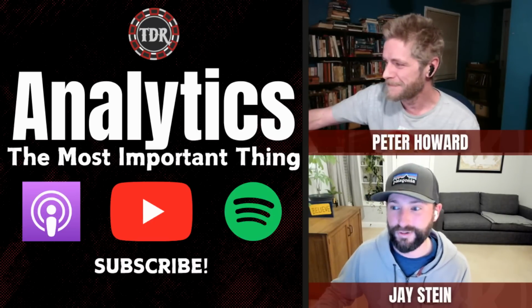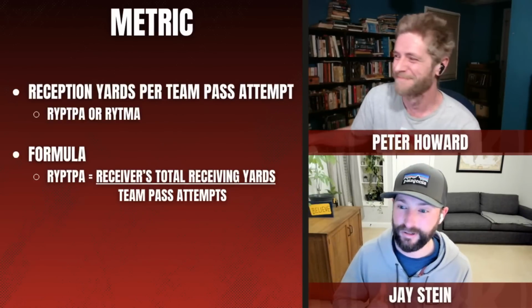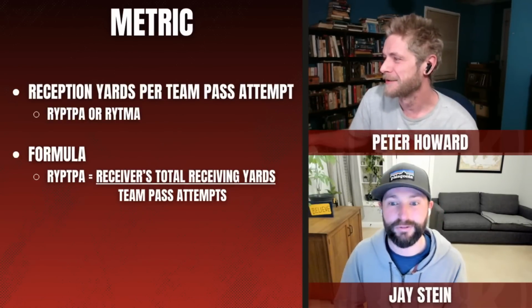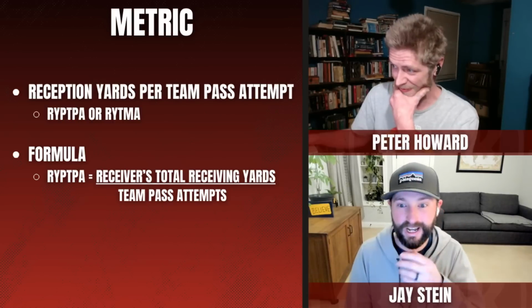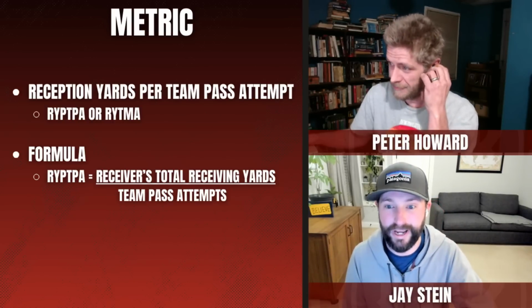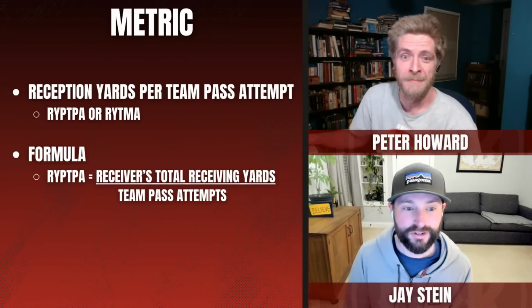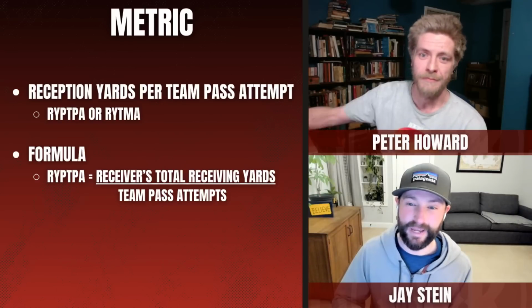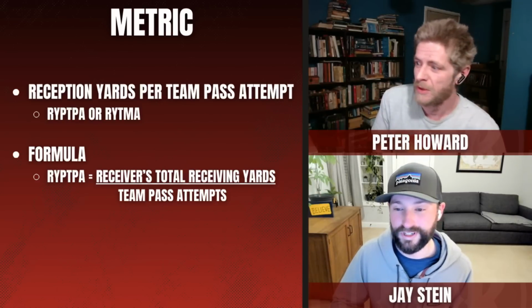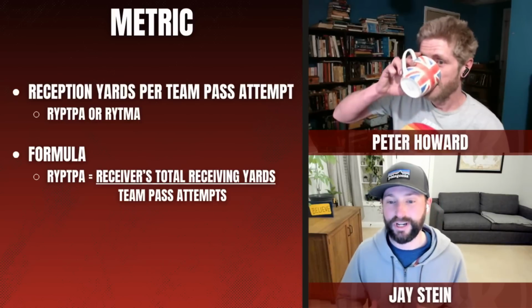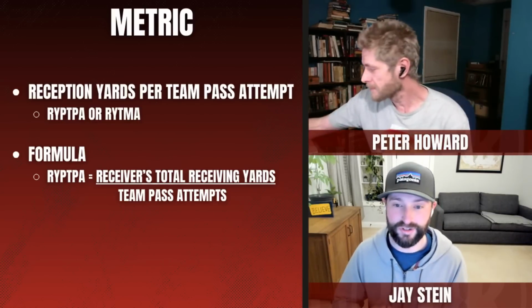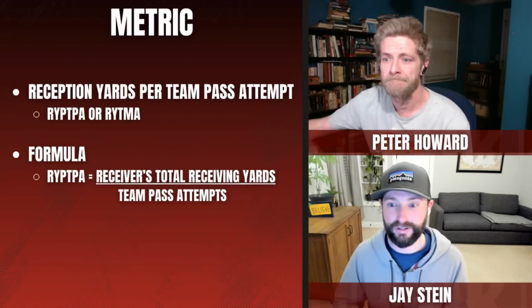So what we're going to do is we're going to dig into one analytical metric here, and we're going to talk about reception yards per team pass attempt, or RYPTPA. So the formula here for reception yards per team pass attempt is receivers' total receiving yards divided by the team's total pass attempts. Obviously we're talking about a receiver, so we're talking about pass catchers. These are wide receivers or tight ends here that we're talking about.